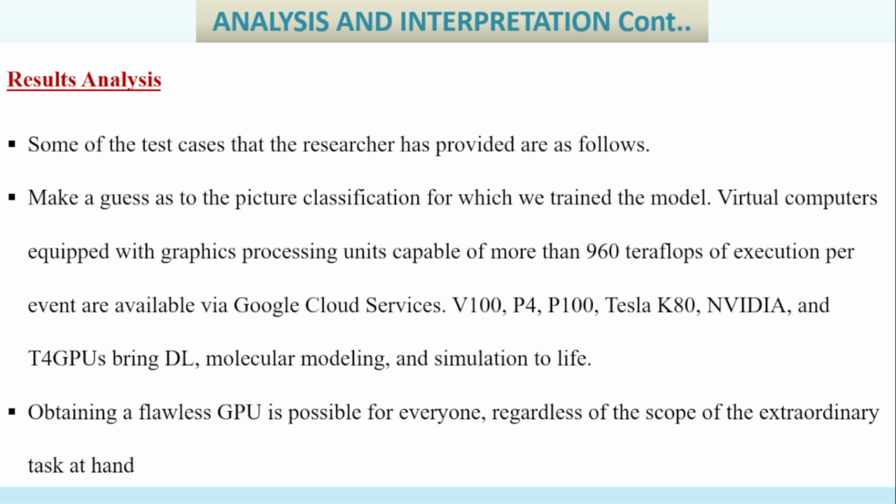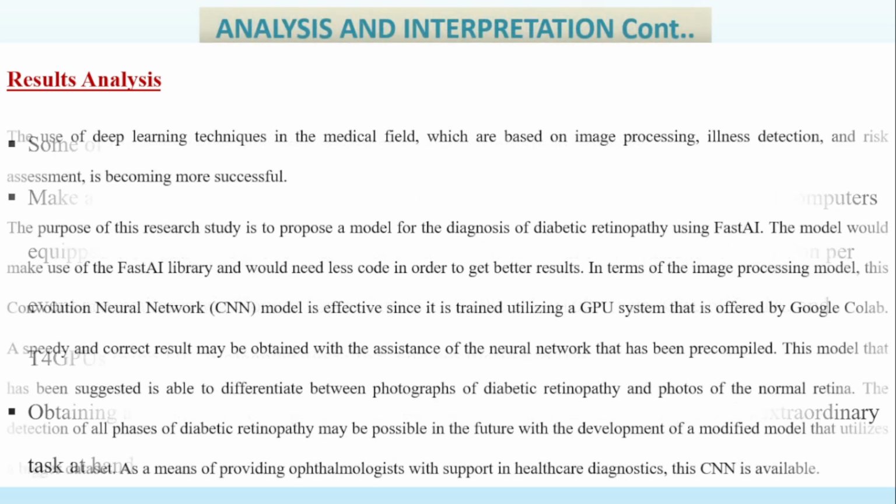Make a guess as to the picture classification. For the model we trained, virtual computers equipped with graphics processing units capable of more than 960 teraflops of execution per event are available via Google Cloud Service. Then V100, P4, P100, Tesla K80, and NVIDIA T4 GPUs bring deep learning modeling and simulation to life. Obtaining flawless GPUs is possible for everyone, regardless of the scope of the extraordinary task at hand.